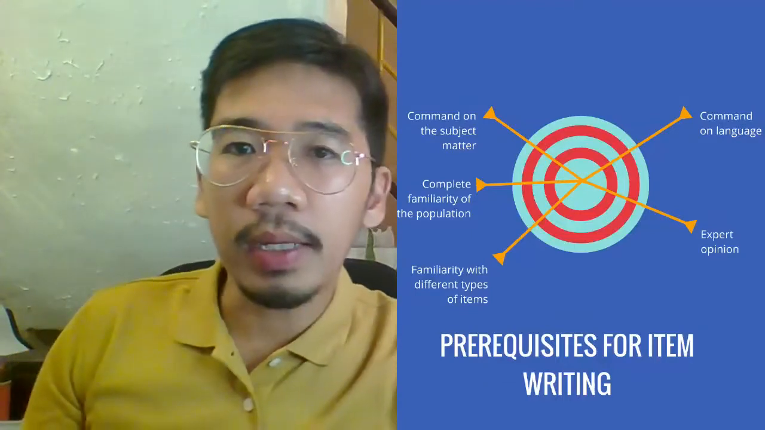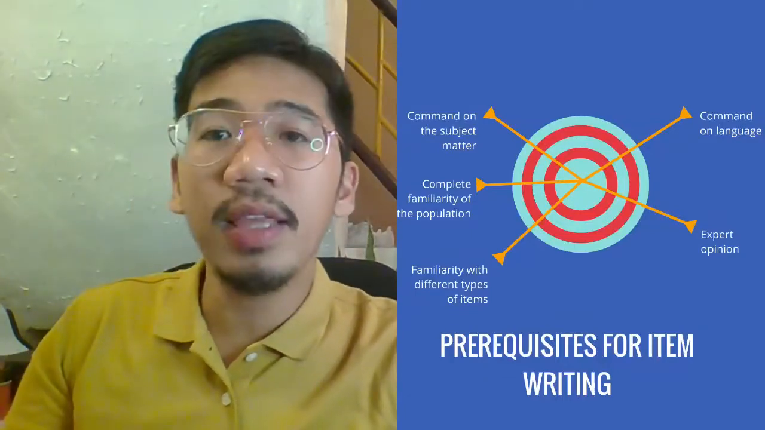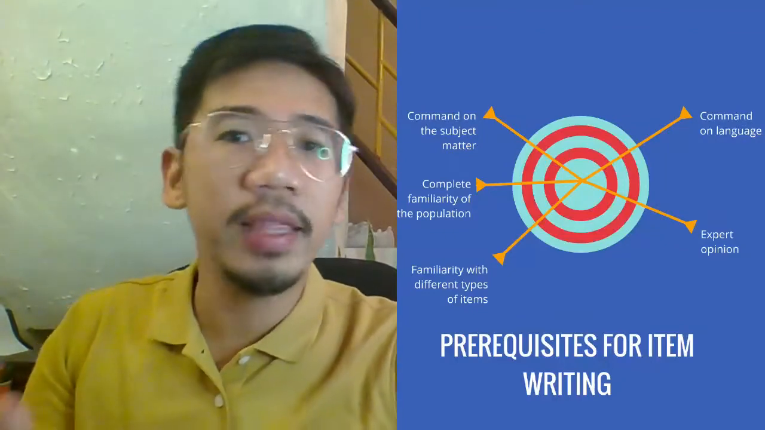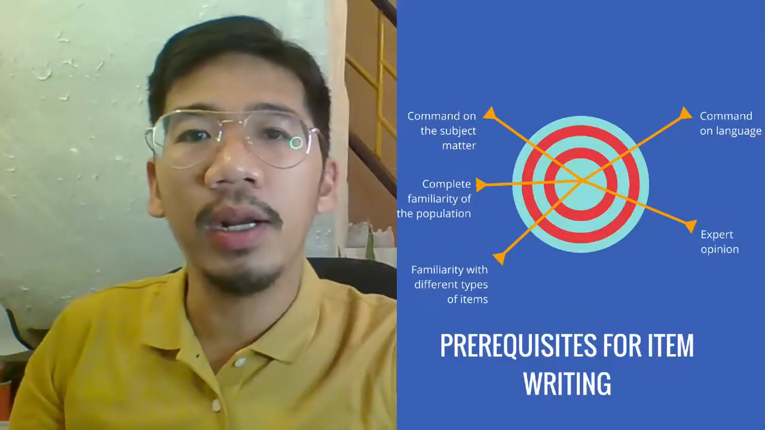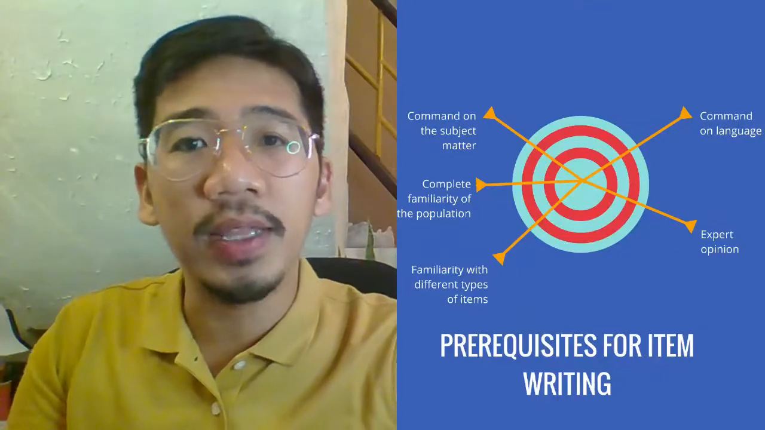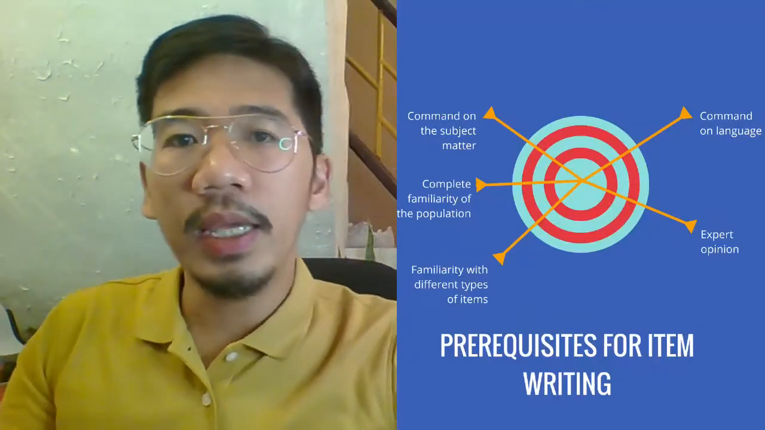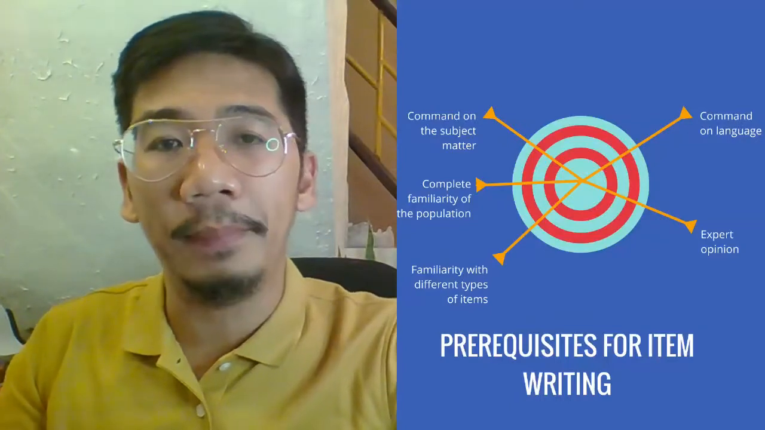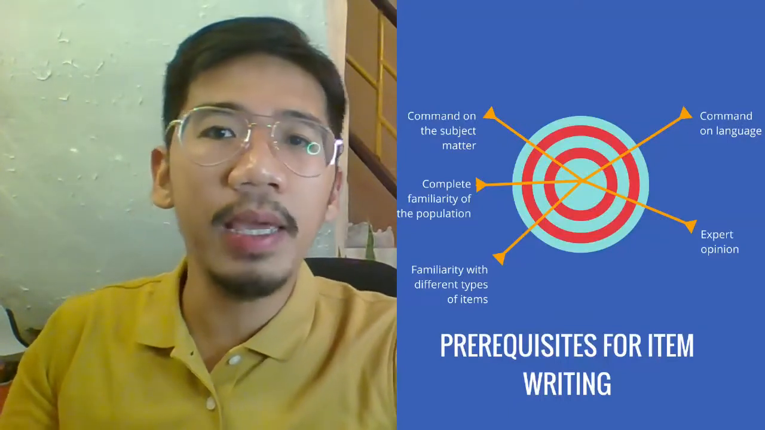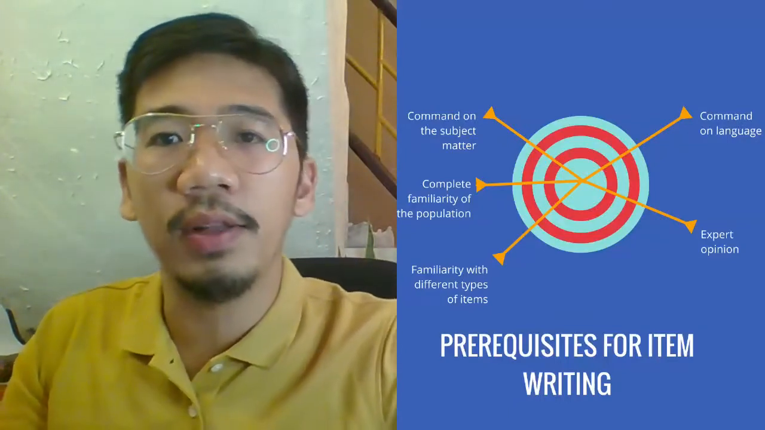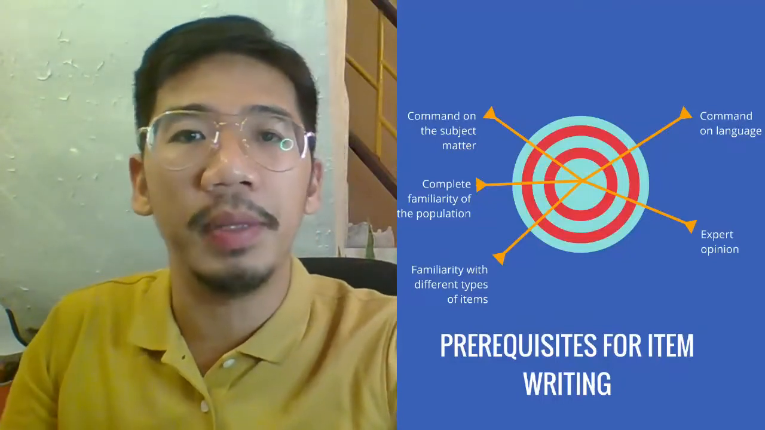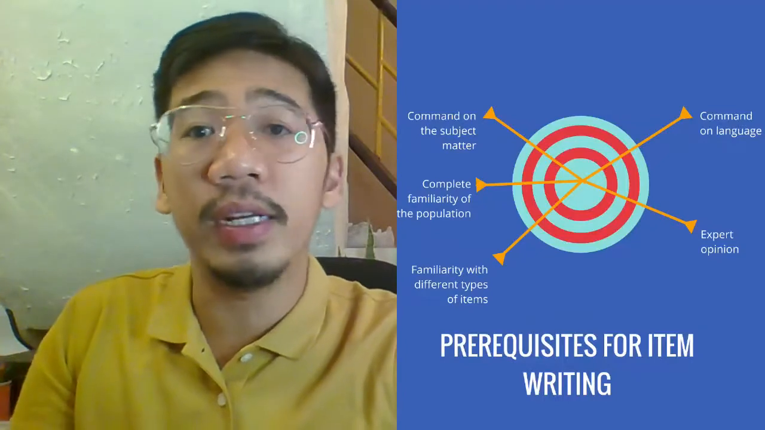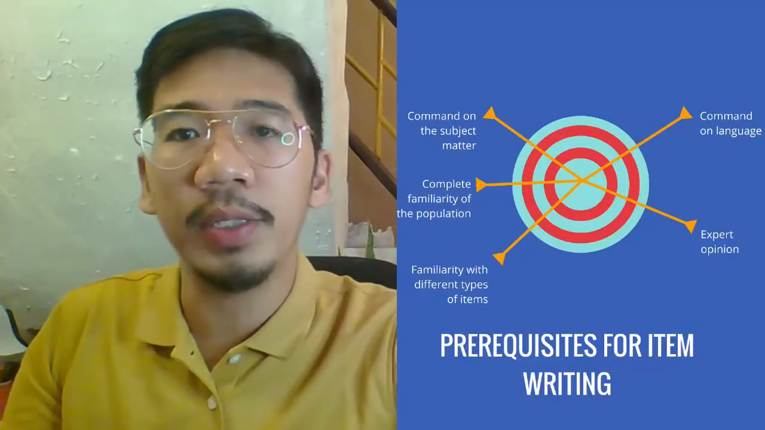Number two, the item writer should have complete familiarity with the population. The item writer must be fully aware of those persons whom the test is meant for. He must also be aware of the intelligence level of those persons so that he may manipulate the difficulty level of the items for proper adjustment to their ability level. He must also be able to avoid irrelevant clues to correct responses.